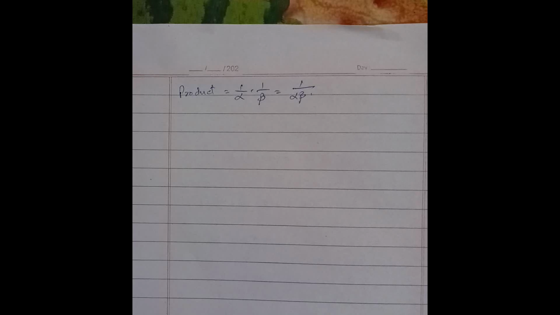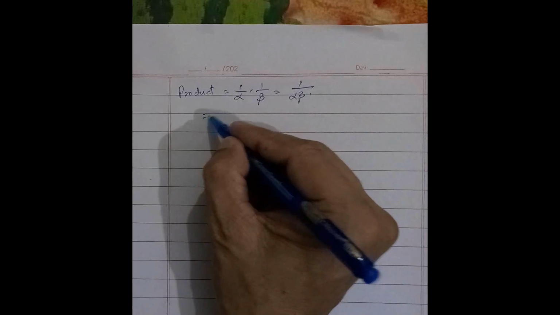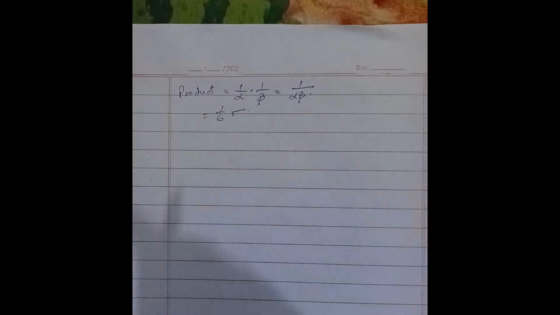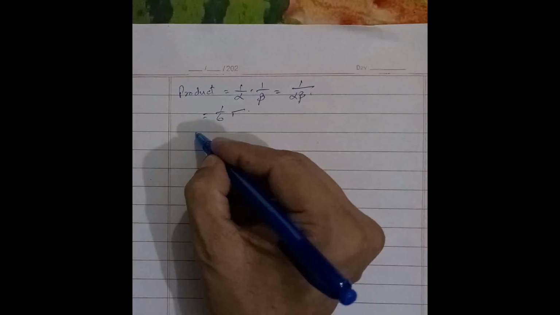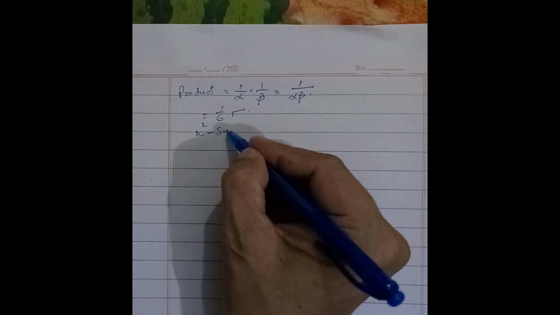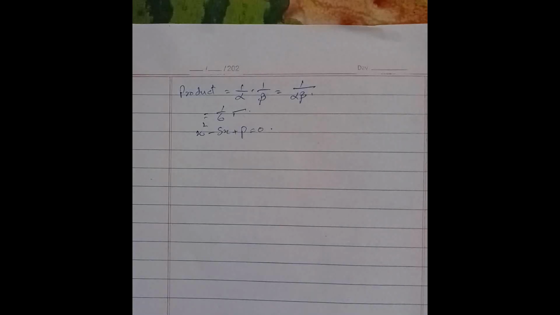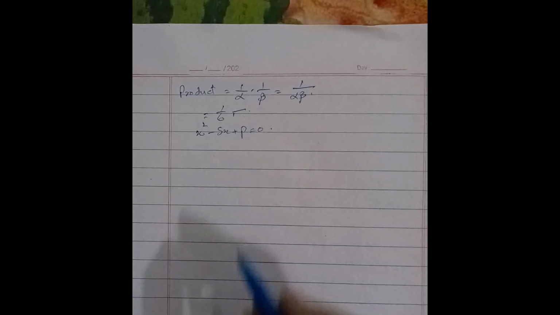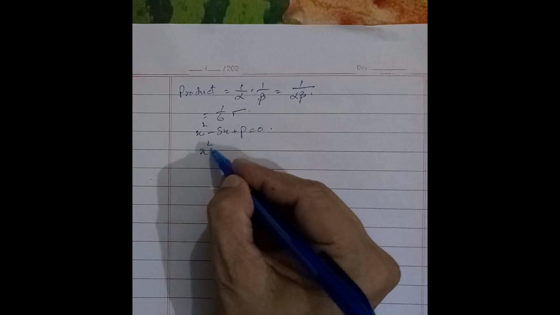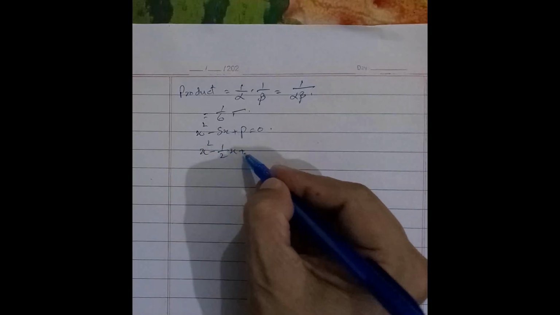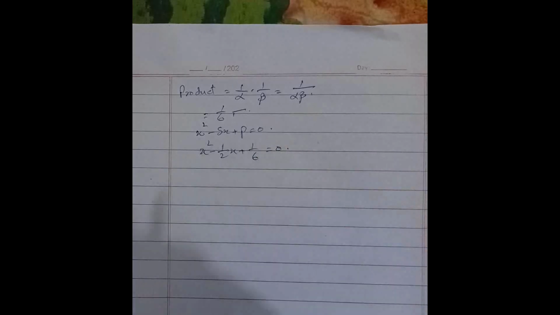So we put the values of alpha beta is equal to 1 over 6. It is the product of roots, and we know that the equation is x square minus sx plus p is equal to 0. So we put the values of sum and the product. We get x square minus 1 over 2x plus 1 over 6 is equal to 0, which is the equation of the roots.